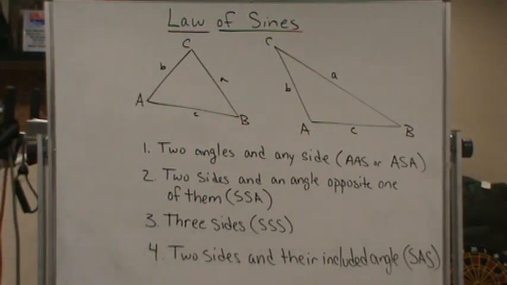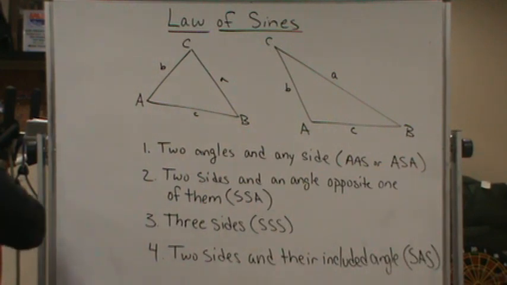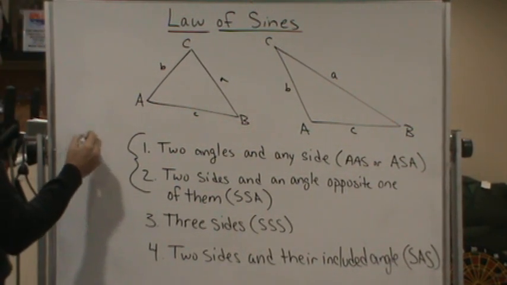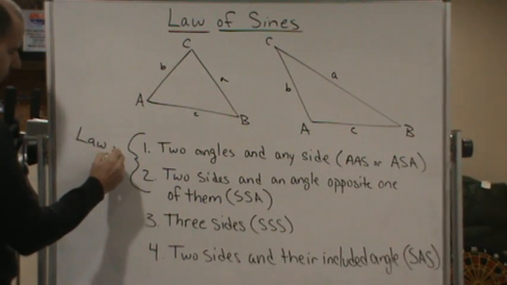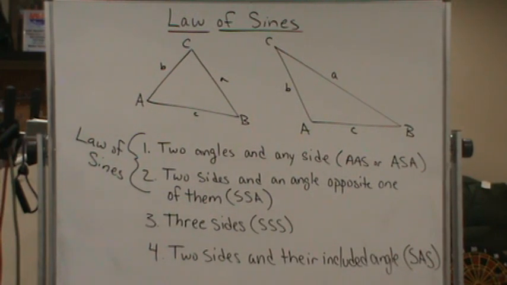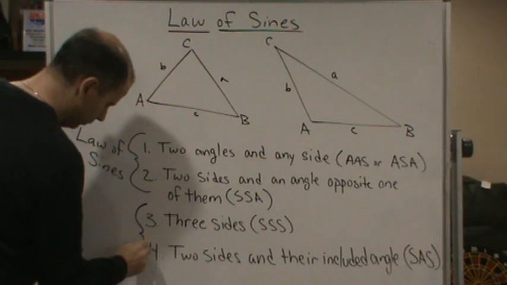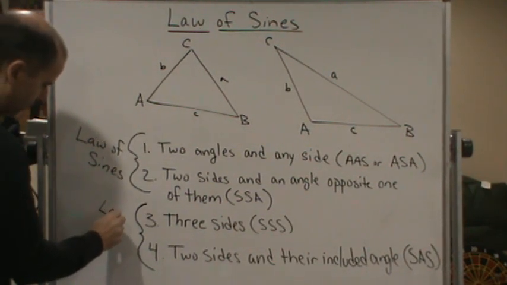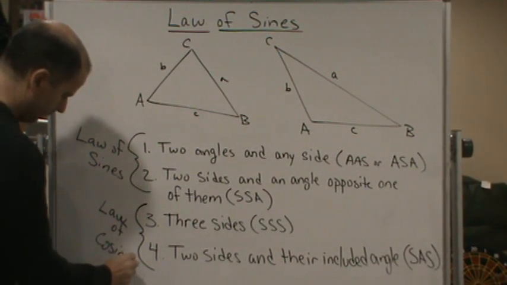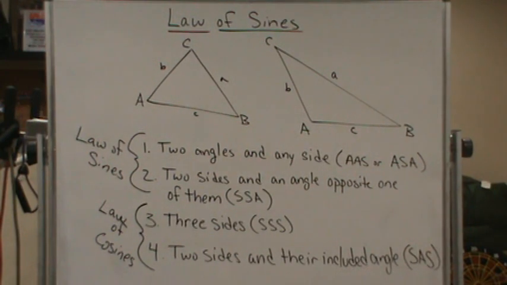So these are the four cases, and what we're going to study is that the first two cases can be solved by using what we call the law of sines, and that's what we're going to start with. The last two can be solved using the law of cosines. We'll get to that later. We're going to start with the law of sines, and we'll cover the law of cosines later.